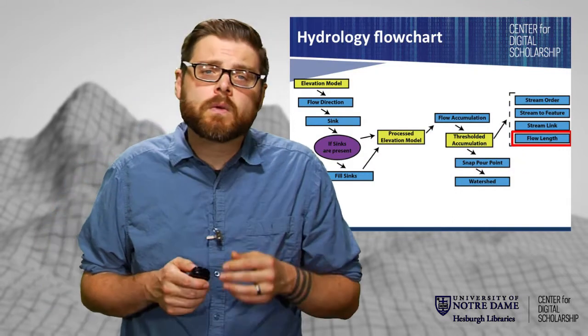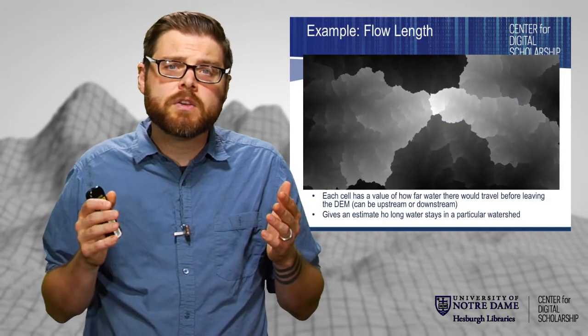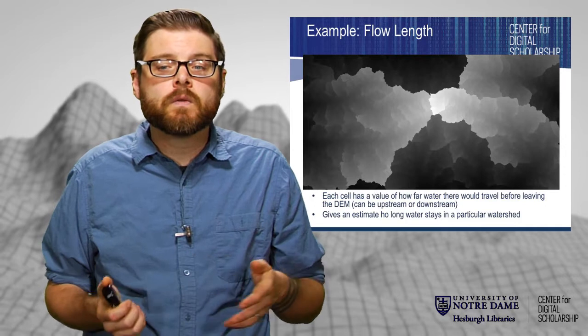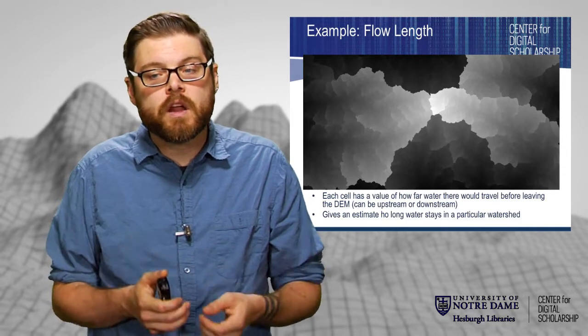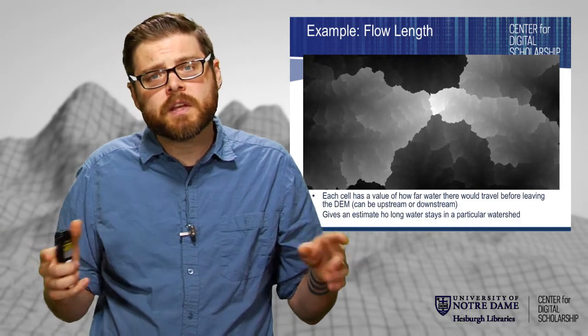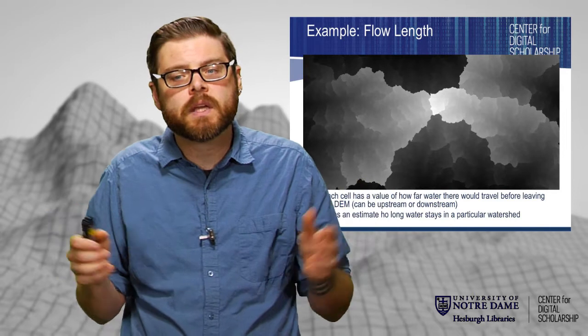We can also do things like what we call flow length. And what the flow length is going to give us is it's going to create a new raster layer where each cell has a value that is how far water there would travel before leaving the edges of the DEM. So in a lot of these hydrological things, the edges of our DEM are going to be important because that's the furthest out spot we can model.